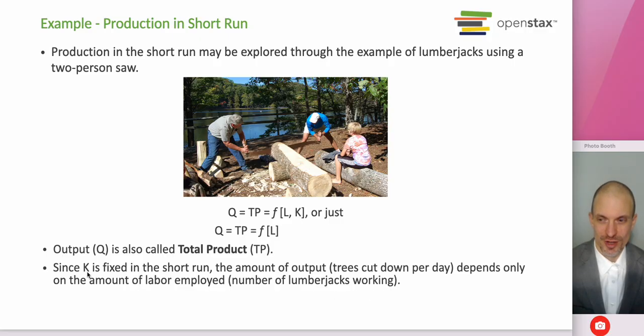Okay, so in the short run, we fixed our amount of capital. We can't adjust the number of saws, for instance, that we have. We can adjust the number of workers. If we have 2 workers, we can saw some logs. If we have just 1 worker, probably not as good. If we have more than 2, somebody can work while somebody else is taking a break.